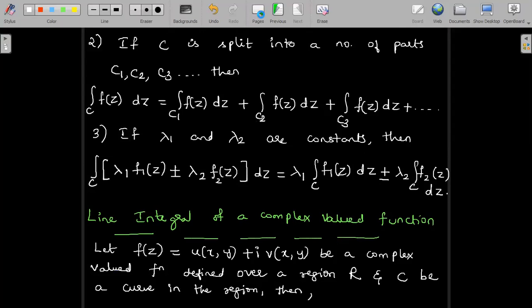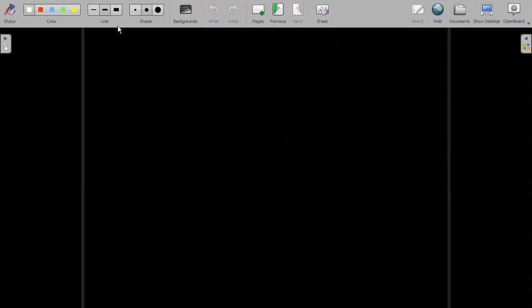We can split and write it down. So the integral over C of f of z dz can be written as the integral over C of f of z, which is nothing but u plus iv, and in the Cartesian form dz can be written as dx plus i into dy, since z is x plus iy.